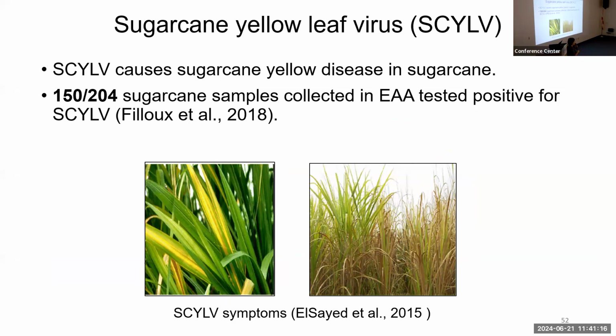Sugarcane yellow leaf virus is a common disease in a lot of sugarcane growing areas worldwide. It's causing bigger problems in some countries. So in the Everglades Agricultural Area, there was a study conducted in 2018. They tested 204 sugarcane samples, and 150 tested positive. So the virus is present in the area, and it's not a rare incidence. And you can see these symptoms. Once it's infected with sugarcane yellow leaf virus, sugarcane will show this type of symptoms.